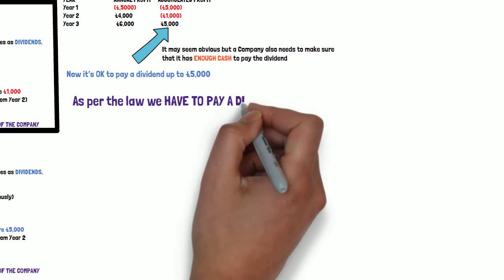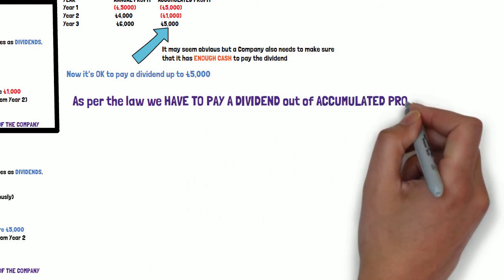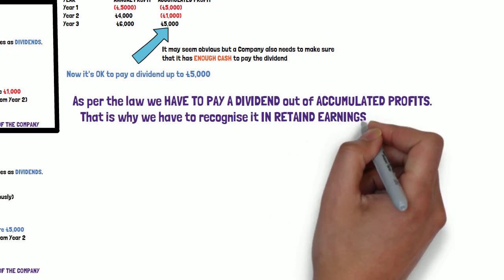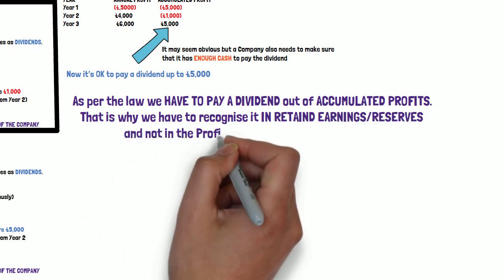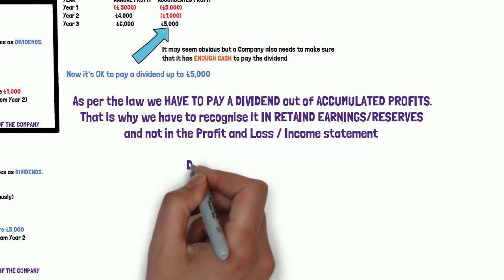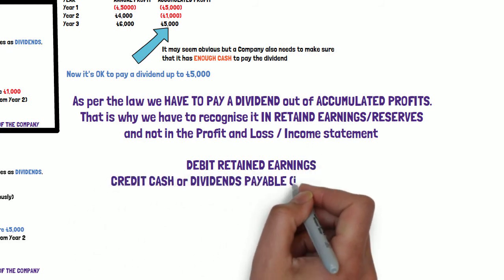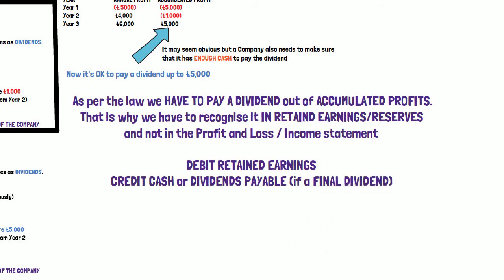Now, because there is a requirement to pay dividends out of whatever you call it, accumulated profits, retained earnings, reserves, because we have to do that as per the law, that is the reason why we have to account for dividends through retained earnings and not through the P&L. Okay? So we know that it's definitely going to be debit retained earnings or accumulated profits or reserves, whichever one, but it's within reserves in the balance sheet. And then we're either going to credit cash or we're going to credit dividend payable. And that is dependent on the type of dividend that you are declaring.